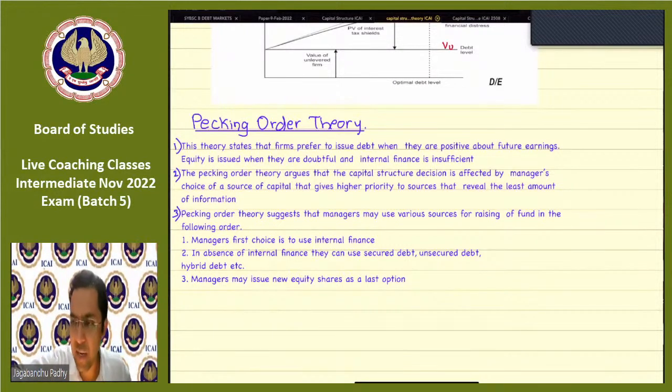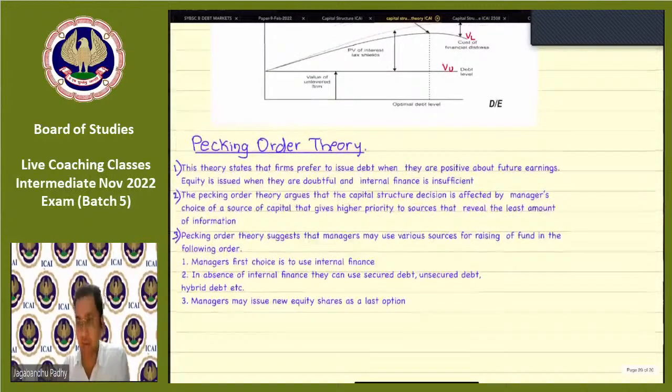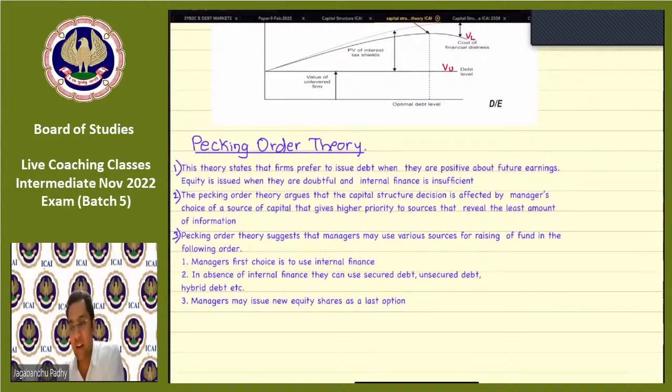How to find the optimal debt level? Smita, you need to check it with the traditional approach. At every level of debt, you will work out the value of your firm. And wherever the value of the firm is highest, that is the level of debt you will take.